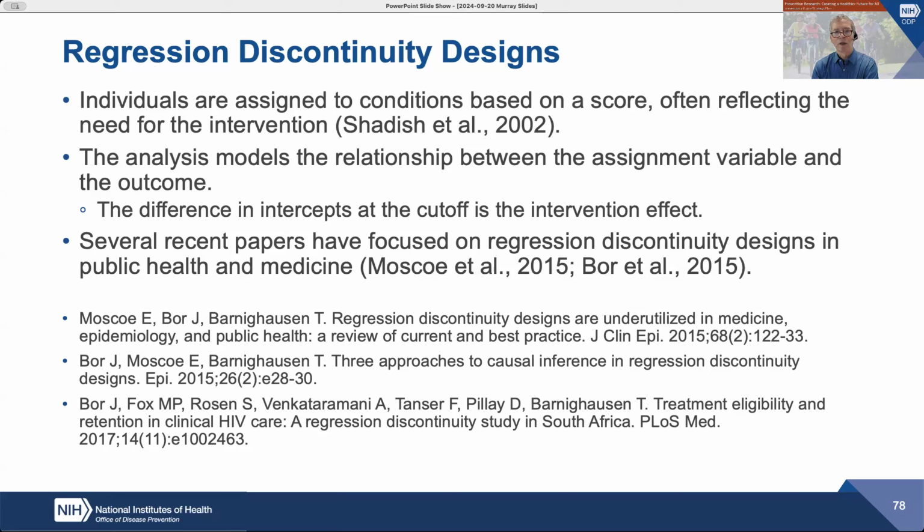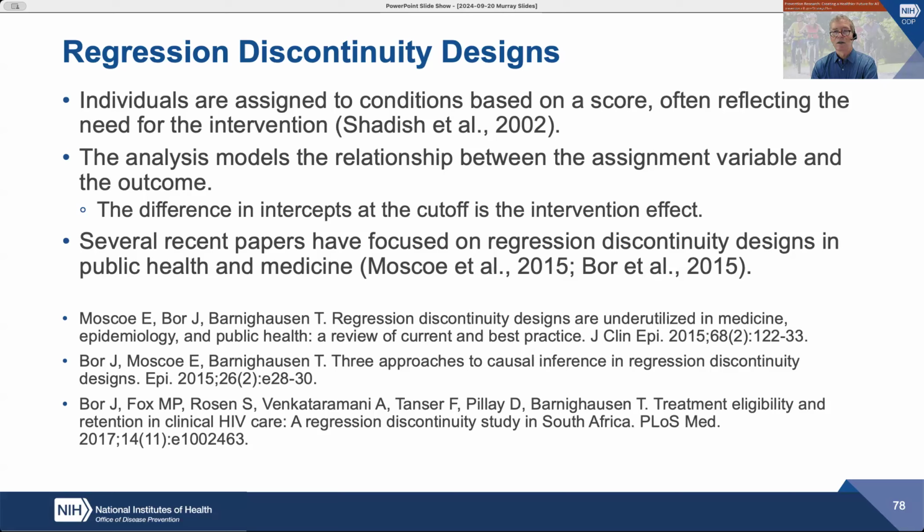But the point of the way that the regression discontinuity design works, individuals are assigned to study arms based on a quantitative score of some sort, often reflecting need. So you give the people who need the intervention the most the intervention, and the people that don't need the intervention as much provide the control observations. That sounds terrific. We ought to be able to do that every time. How in the world can you get a valid intervention effect estimate out of that kind of study? Well, it turns out you can if you do it right.